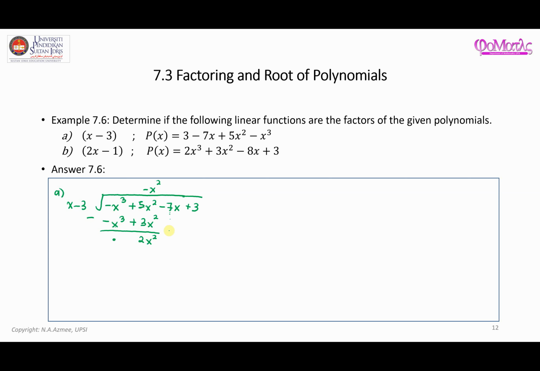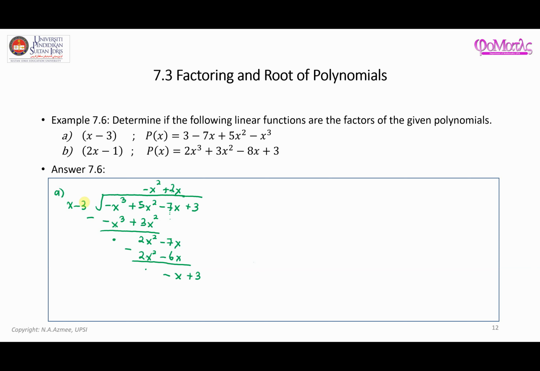Negative 7x is coming down, so we have negative 7x here. I need to find the value such that when I multiply it by x, I get 2x squared. So the choice would be plus 2x. 2x times x is 2x squared. 2x times negative 3 is negative 6x. Subtract, this term will be gone. Negative 7 plus 6 will be negative x. Positive 3 is coming down.